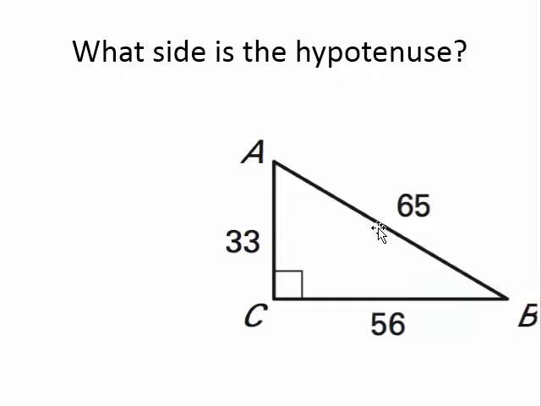The last word to review is the word hypotenuse. The hypotenuse is always across from or opposite the right angle. So our right angle is indicated by the right angle symbol. If we go across from the right angle symbol or opposite of it, we will end up landing on 65, or side AB.